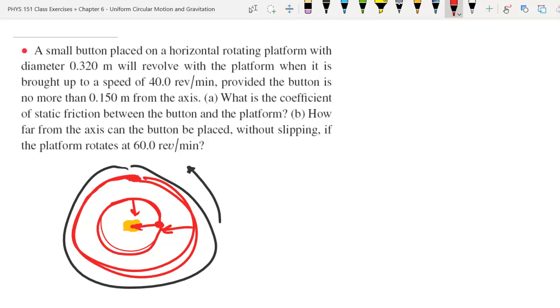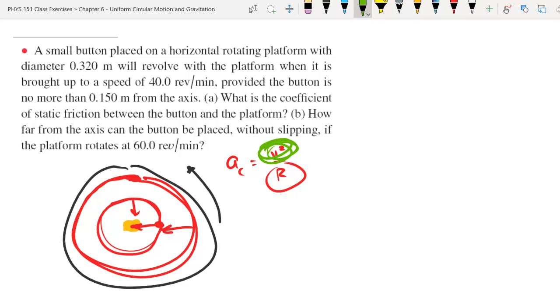So we know that centripetal acceleration is v squared over r, right? So as the radius gets bigger, the centripetal acceleration gets smaller, but the speed also goes up as we go farther from the center. The speed goes up, and because the speed is squared, we actually need a larger acceleration the farther it is from the center, closer to the edge.